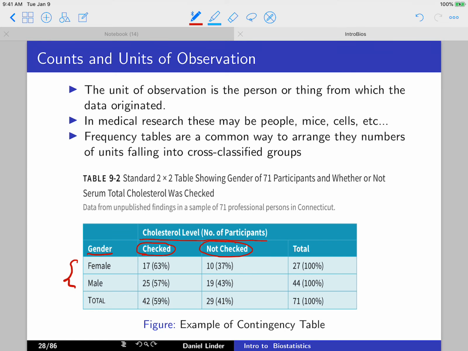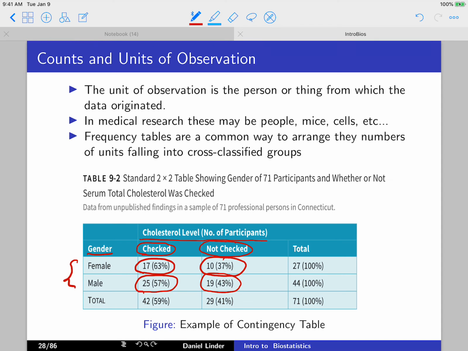So for instance, in this cell 1-1 that I'll circle here, 17 individuals in this study were female and had their cholesterol levels checked. In this cell 1-2, 10 individuals in the study were female and did not have their cholesterol checked. Similarly, in this cell 2-1, 25 individuals were male who had their cholesterol checked, and 19 were male and did not have their cholesterol checked.